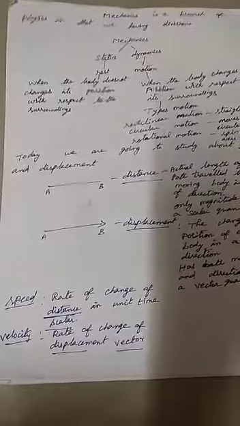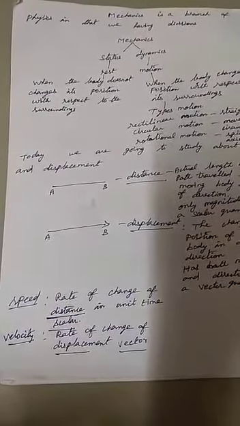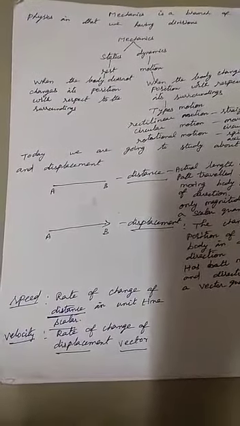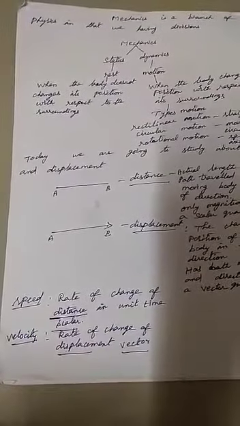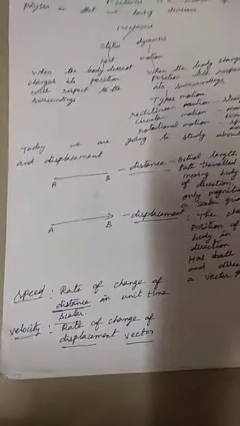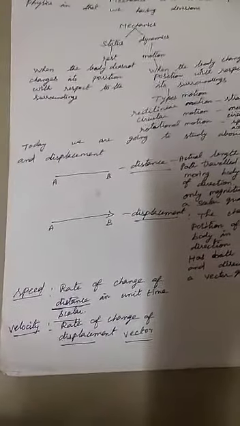So next, coming to velocity. Velocity is the rate of change of displacement. Here we are mentioning the direction, so it's a vector quantity. So what will be the unit for velocity? The same, meter per second.